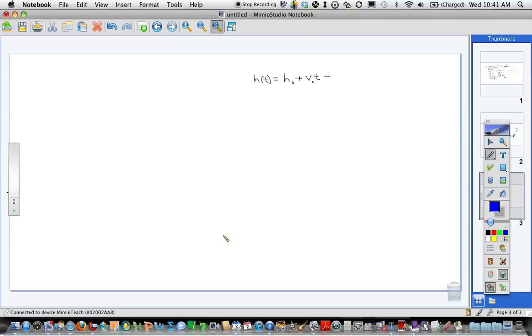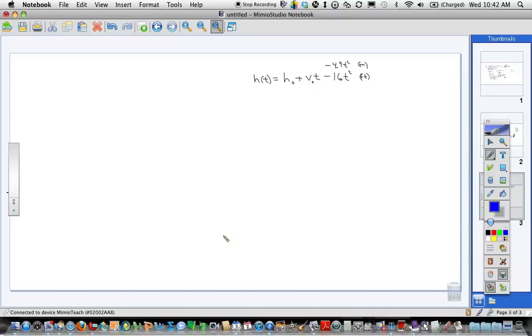Okay? And then minus, and then depending on whether we're in feet or meters, it's either 16t squared or it's 4.9t squared. Okay? It's half of the acceleration of gravity. Okay, acceleration of gravity is 32 feet per second, or 9.8 meters per second. So it's half of that. So this one's for meters, and this one's for feet.